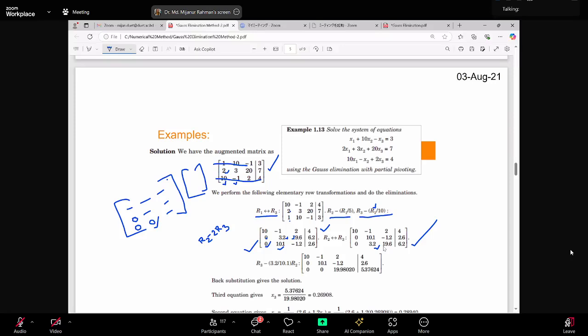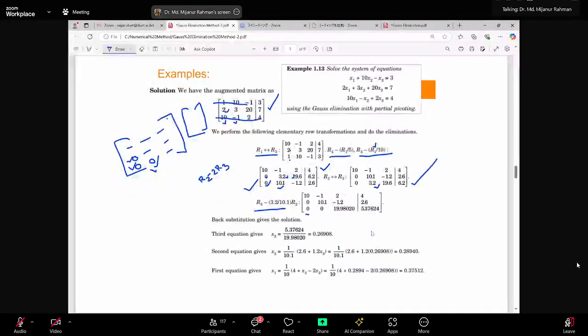But remember that these two, of course, should be intact. We get this 2, 0. We should not touch this. We will just focus on this point to make this 0. We can do R3 minus 3.2 by 10.1 times R2. Then in R3 we have 3.2; if we subtract 3.2 by 10.1 into R2, then this term will be 0. When we get this 0, 0.